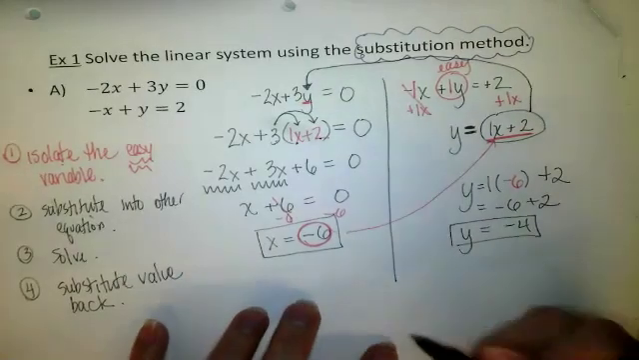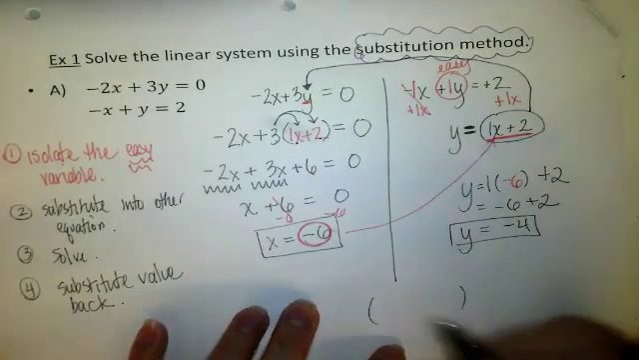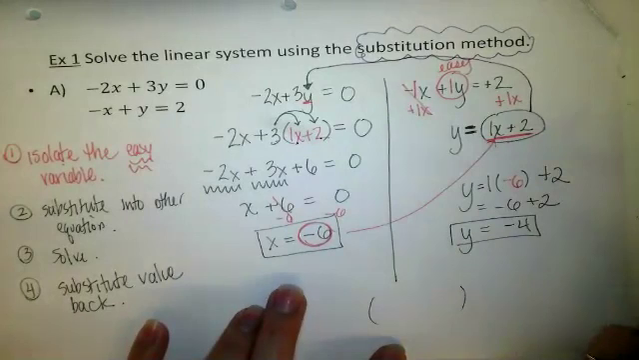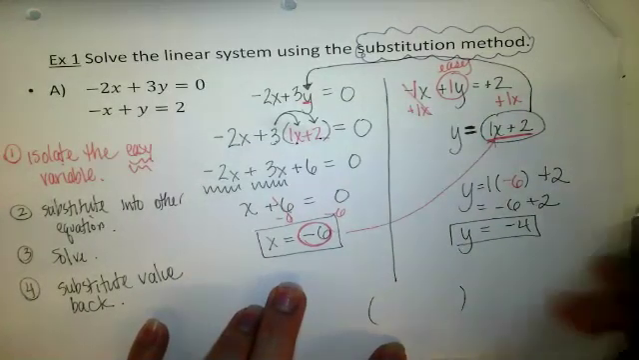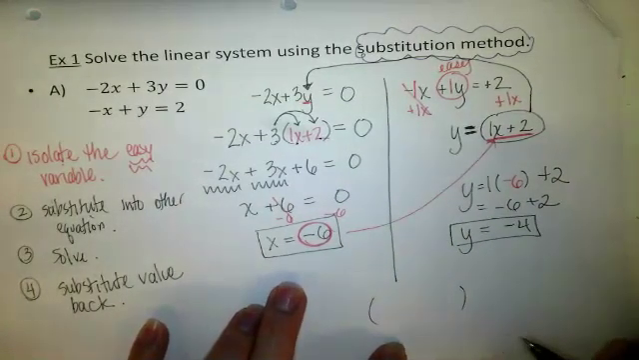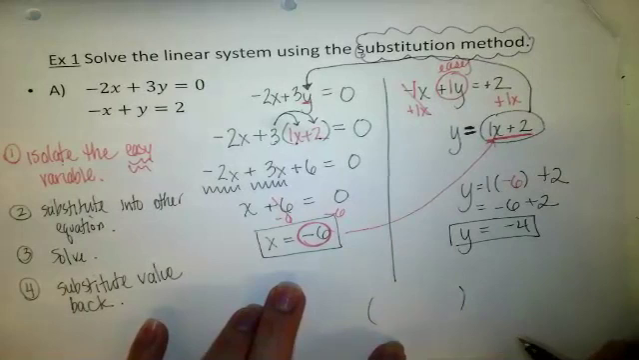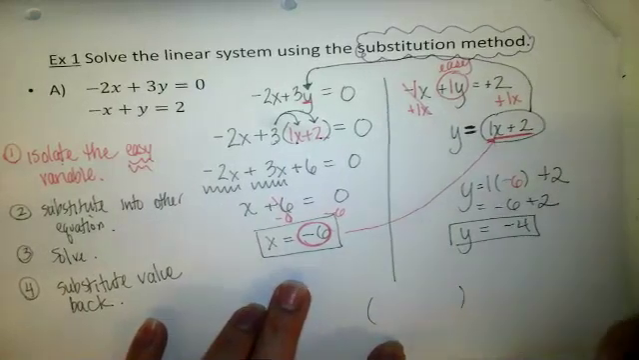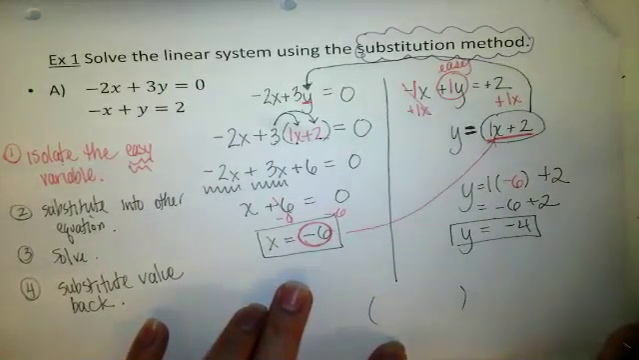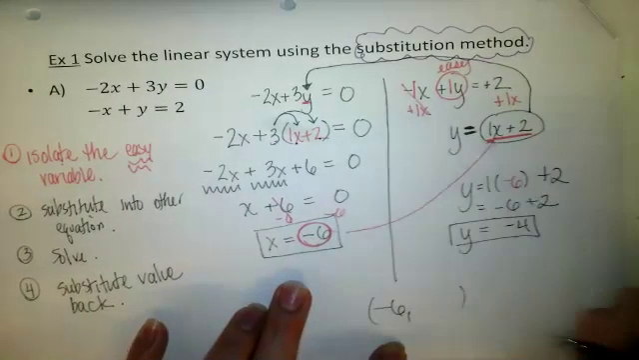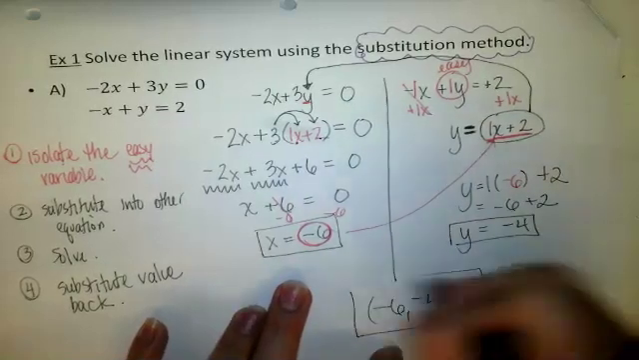And then, of course, we will check our answers. I'm not going to do it today, but I'll show you tomorrow. We want to check our answers. We want an ordered pair when we're done, because just like we're finding the intersection, the ordered pair where they cross, we're doing the same thing. What's our ordered pair? Negative 6, negative 4. This is our solution.